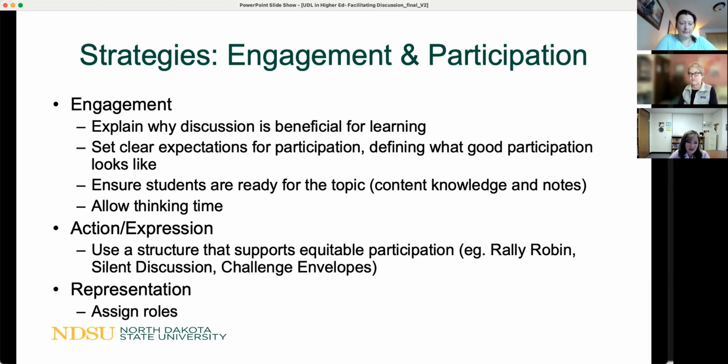Finally, I strongly recommend assigning roles. It gives students an expectation for what it is that they need to accomplish. And it also keeps the conversation going and makes the discussion more meaningful. Without a role, a lot of times students will just sit silently and kind of flounder, or one person kind of takes over, and it defeats the purpose of the conversation or the discussion.